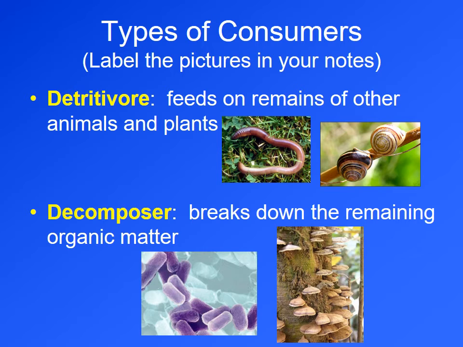Detritivore and decomposer. Detritivores feed on the remains of animals and plants, and the decomposer will break it down when the detritivore is finished. So the energy is transferred to the detritivore when they eat it, or you could say the energy is transferred to the decomposer when they break it down.